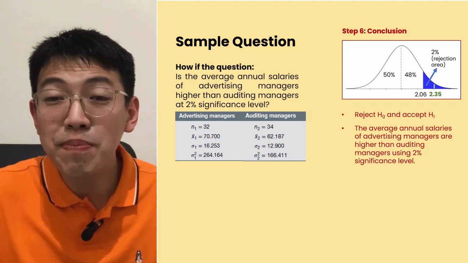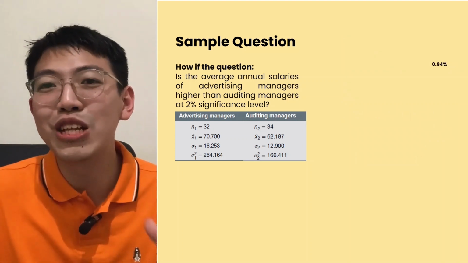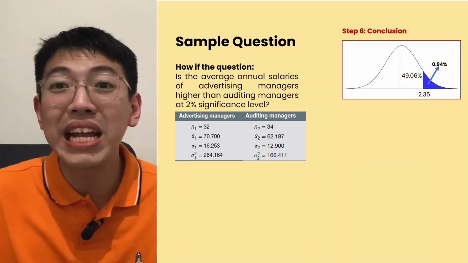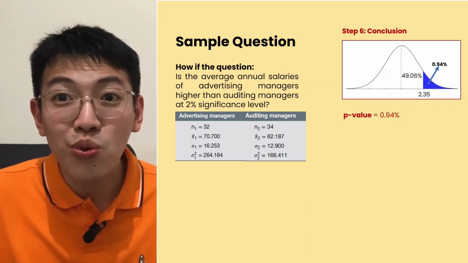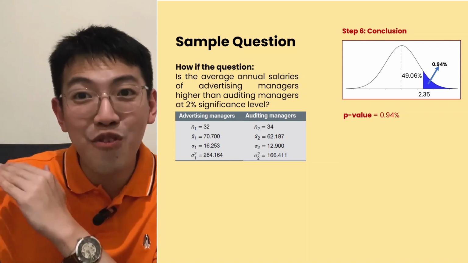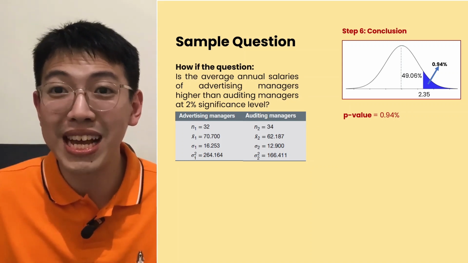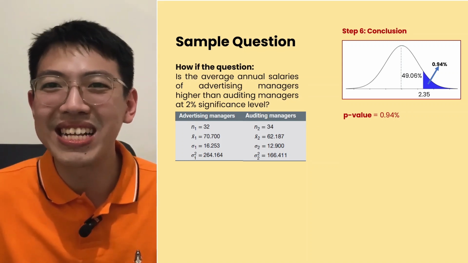If you are asked about the p-value, we have calculated previously using 2.35, the area of the tail will be 0.94%. That is directly the p-value. We don't need to multiply by 2 because we only have one tail. And the p-value 0.94% is lower than 5%. Therefore, we should reject H0 and accept H1.